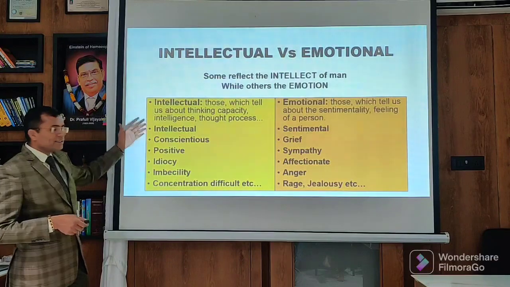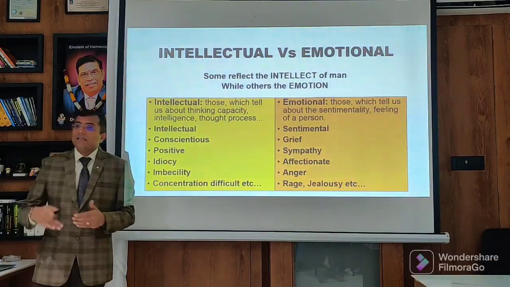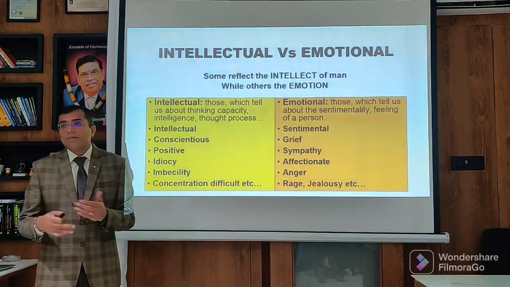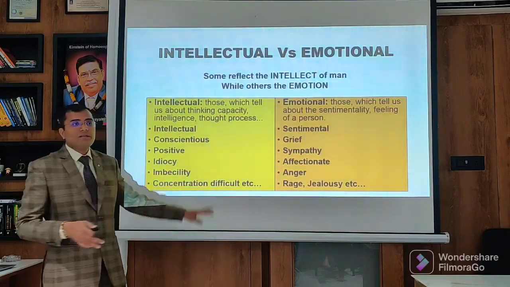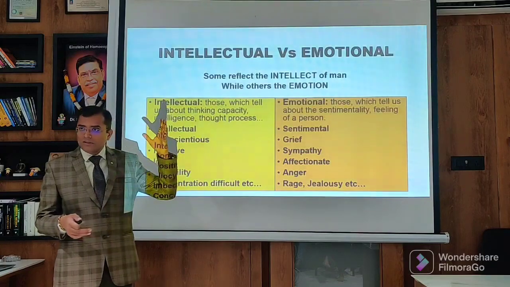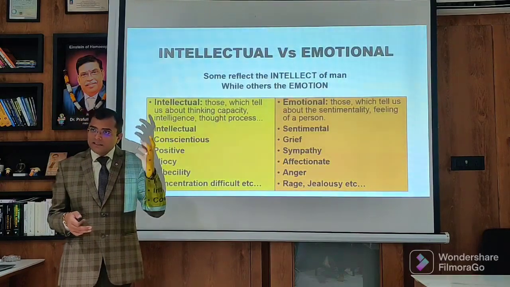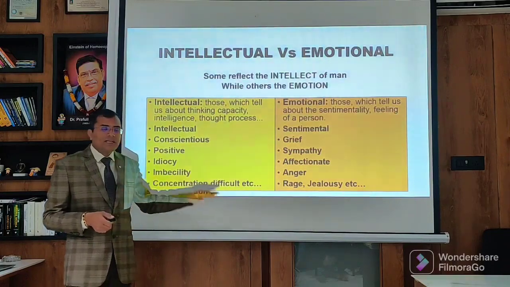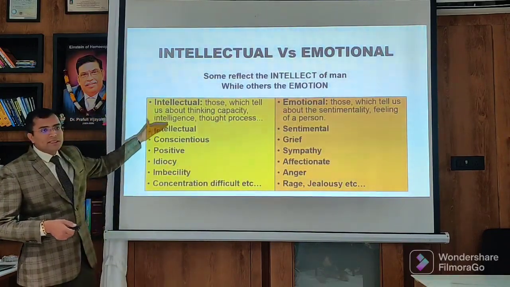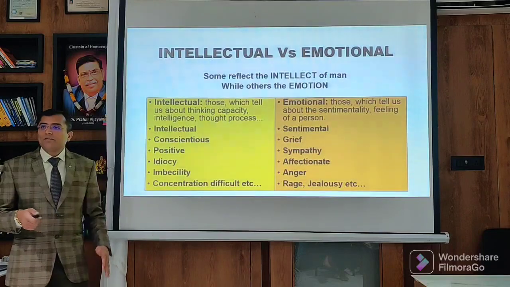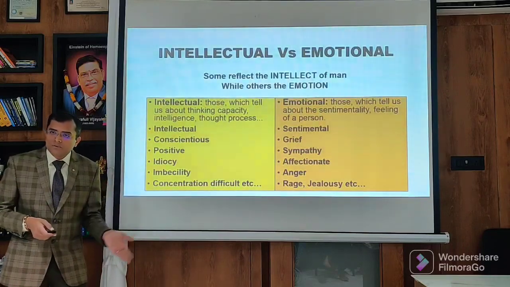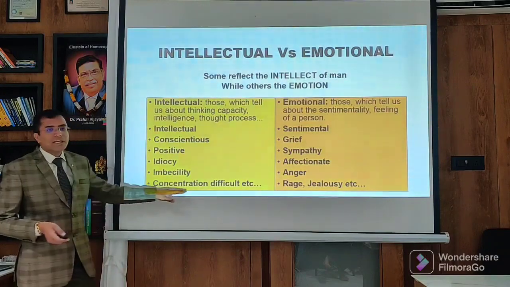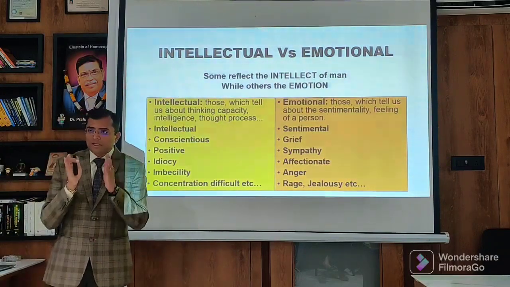The positivity: the intellectual rubric means what? I can relate these things and I can positively believe in them, or I can positively handle the situation. I have to use my thinking process, my reasoning, my logic, and that is what positivity is. So these are the positive aspects of the intellect, whereas these are the negative aspects: the person may go into idiocy, imbecility, or sometimes cannot concentrate on a particular subject.